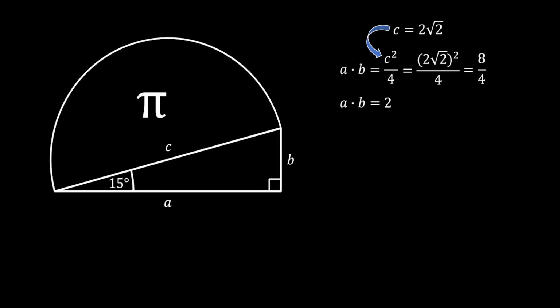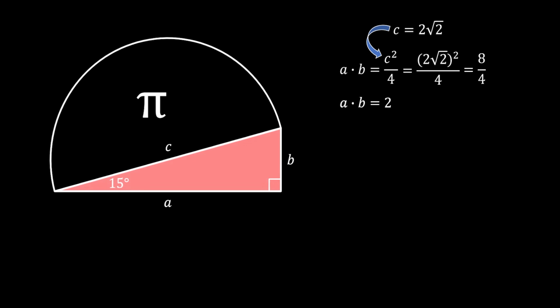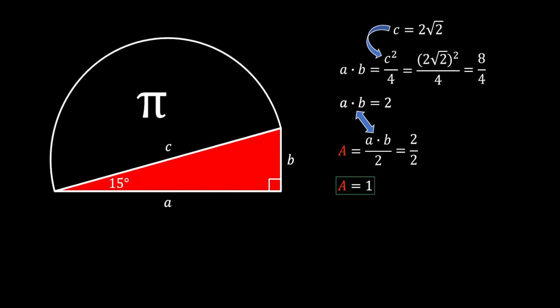Now, remember, we're looking for the area of our red right triangle, and the area of any right triangle is equal to the product of its legs divided by 2. So, since we already have the value of A times B, we can just substitute this value, and we will finally get that the area of our red triangle is equal to 1 squared unit, and this is our solution.